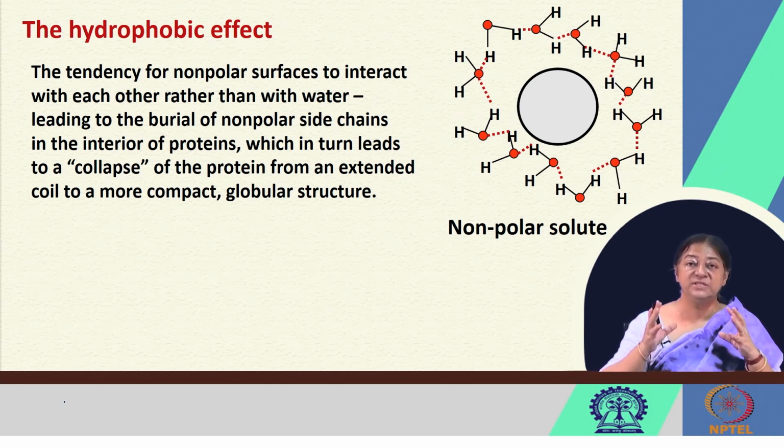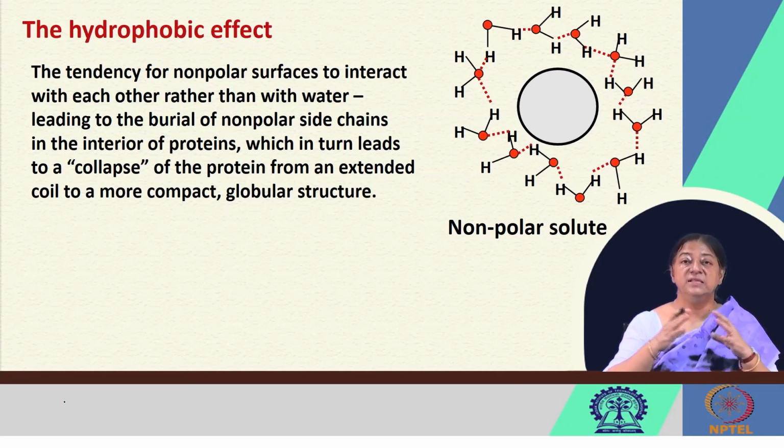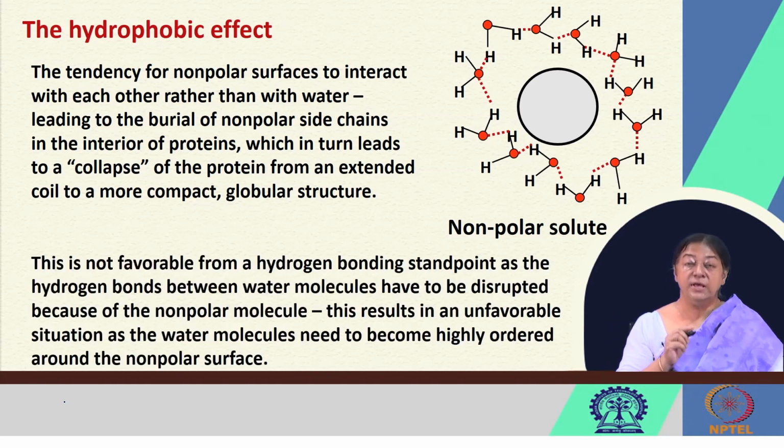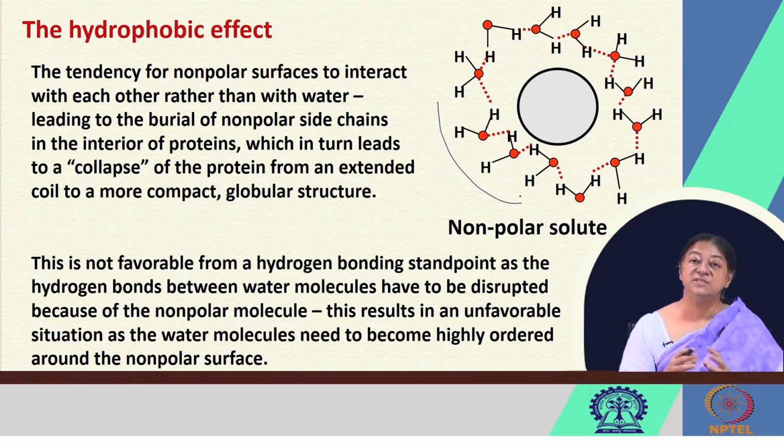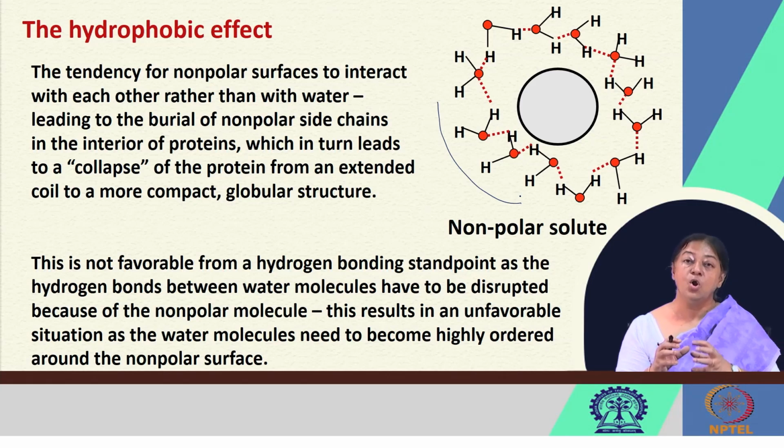So, the hydrophobic side chains that are there in this unfolded protein will tend to come together in a collapsed form to form the core of the protein from an extended coil that did exist. So, if we look at it from a hydrogen bonding standpoint, it is not actually very favorable. Why? Because the hydrogen bonds between the water molecules that were there, as we can see here, have to be disrupted because of this non-polar molecule that is there.